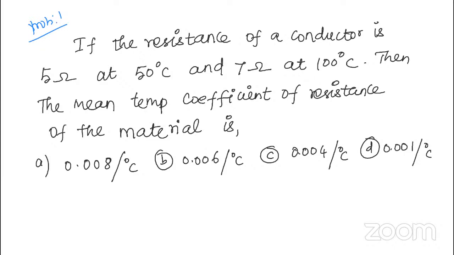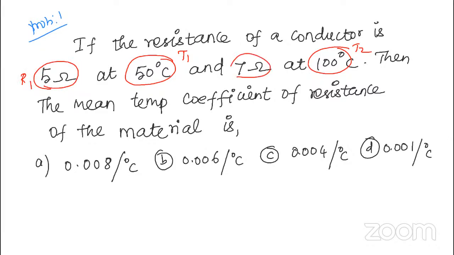See what values are given here. What is the value of the temperature? That is the initial temperature T1, it is 50, and here it is T2, and for the corresponding resistance values it is R1 and here it is R2. R1 and R2 values are given. Here they are asking for the mean temperature coefficient, which is nothing but alpha. So we are finding the value of alpha. Right?